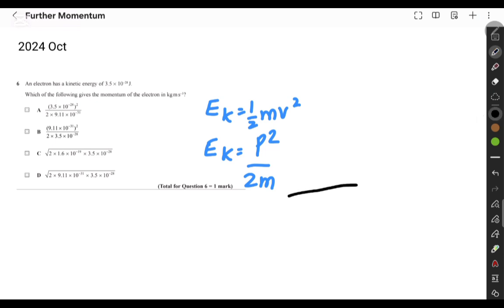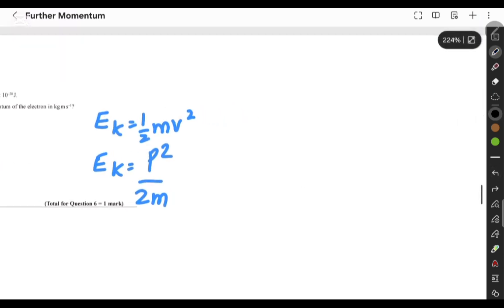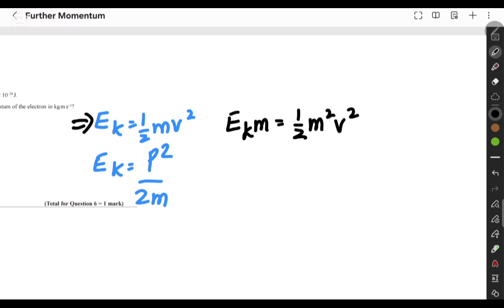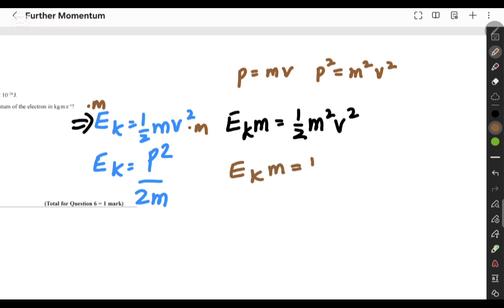So I'm going to quickly show how we derive this as well. We take the original equation and multiply both sides by m. So we have half m squared v squared. We know that momentum is equal to mass times velocity, so p squared is equal to m squared times v squared. So we have the kinetic energy times the mass equals half times p squared.